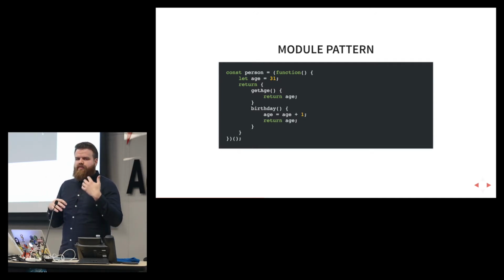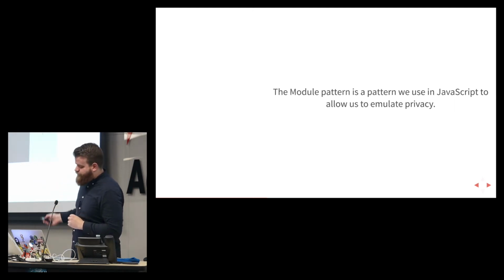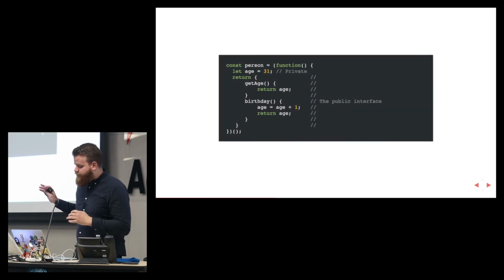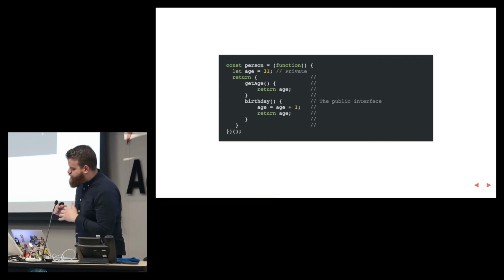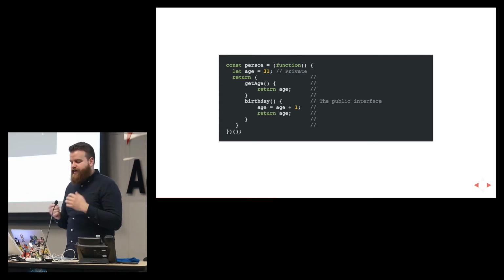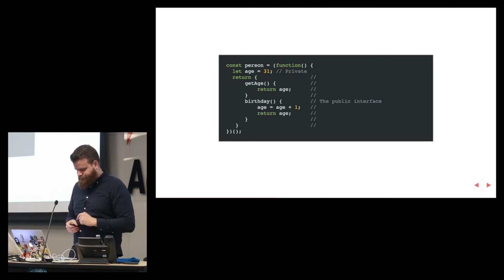Inside of it, we can make other function declarations and variable declarations, but they all live privately inside of here. I'll show you what that means. Using the power of closures, functions, and objects, we can create some privacy. So age is a private variable inside of here. We can define an interface, this object with getAge and birthday, that actually allows us to set and get that private variable, but allows us to keep it private.